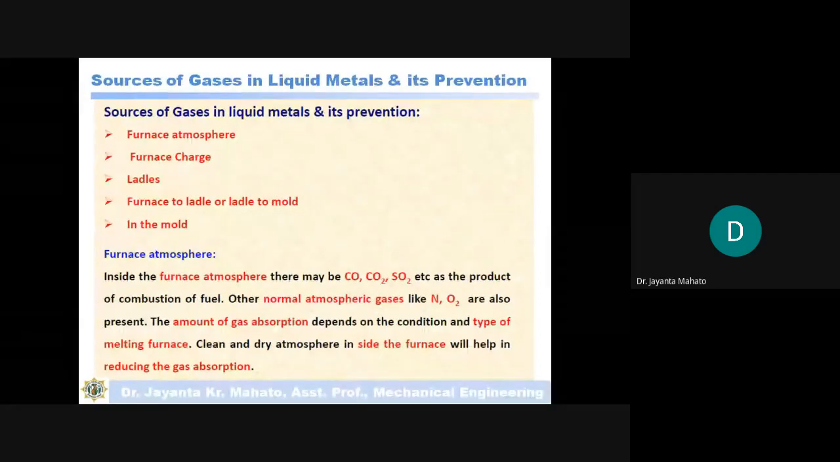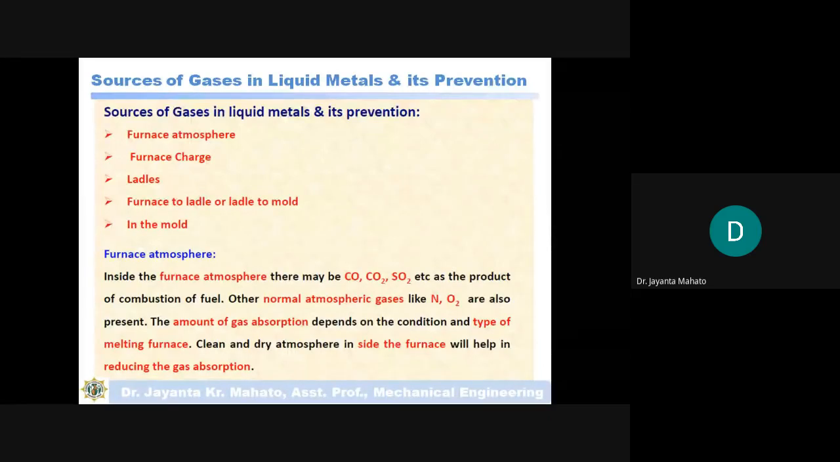So there are different sources of gases in liquid metals, and there are some methods to prevent those gases. Means there is a technique of degasification. So sources of gases, it may be the furnace atmosphere, furnace charge, furnace to ladle, or ladle to cold contact in the mold.